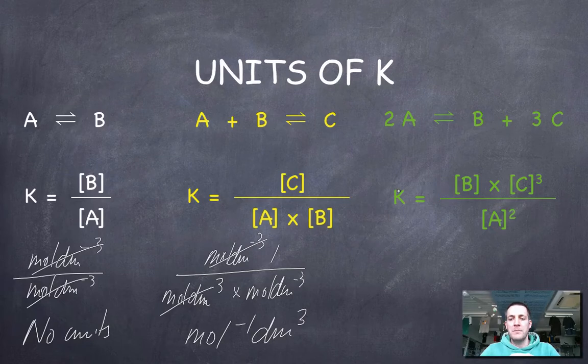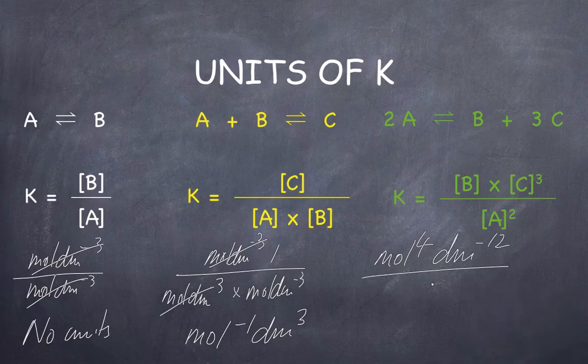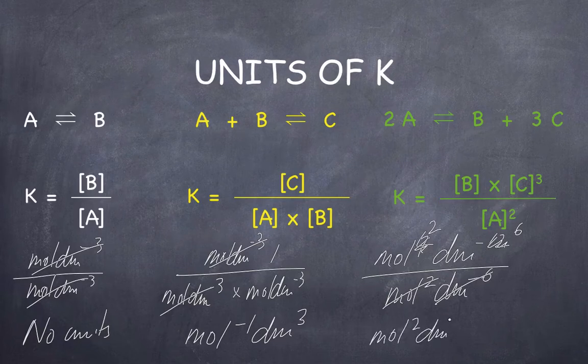But anyway, now we've got another K where we've got 4 concentration terms on top. So this would be like moles to the power 4 dm to the minus 12 on top. On the bottom, we've got a squared concentration term, so moles squared dm to the minus 6. And they will cancel with 2 of those, and they will cancel with 6 of them. And so my units for K in this case will be moles squared dm to the minus 6.